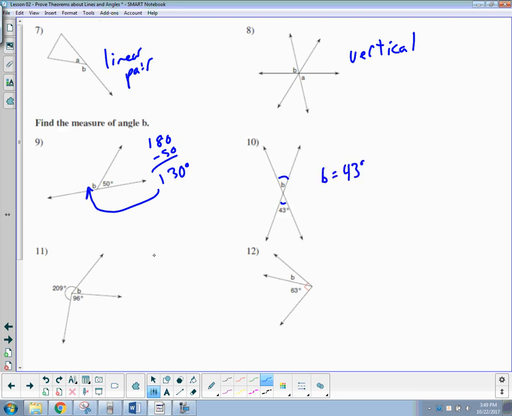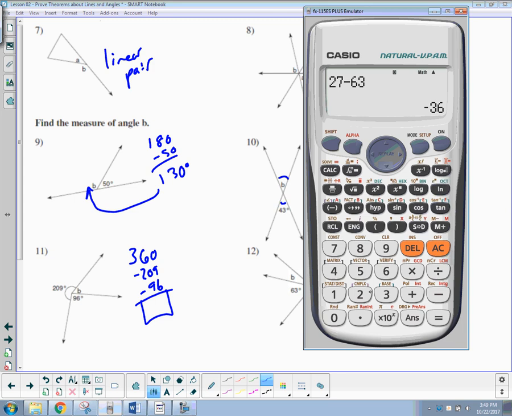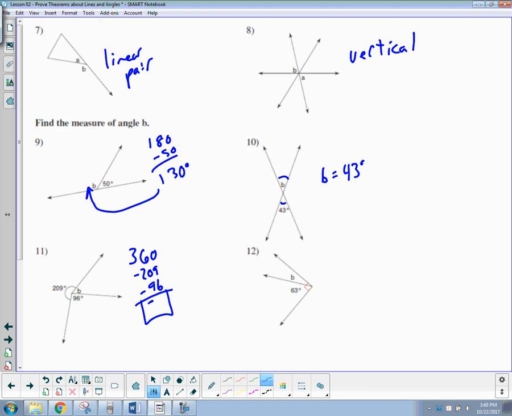Now, notice we got the whole kit caboodle. We're talking about the whole entire circle, which you'll see down in pre-cal. We're going to say the total here is 360, and subtract the stuff you have. I would subtract 209, then I would subtract 96. I'm just going to get my calculator here and go 360 minus 209 minus 96, and we get 55. So 55 here. Check my work. Indeed, I'm right. If I plug 55 here, add them all up, we should get 360.